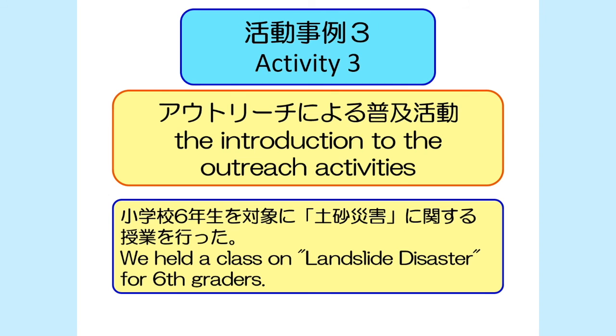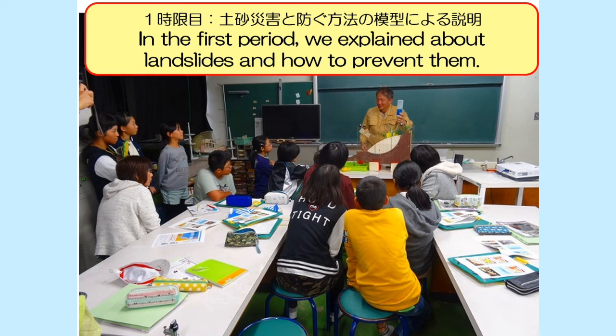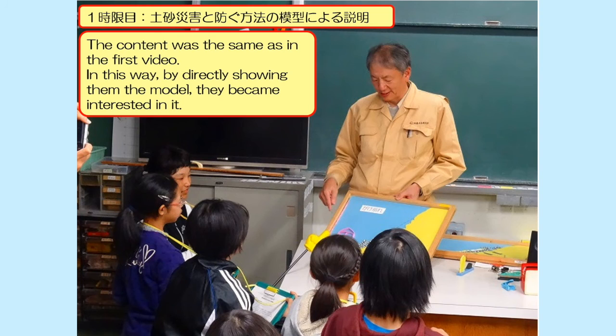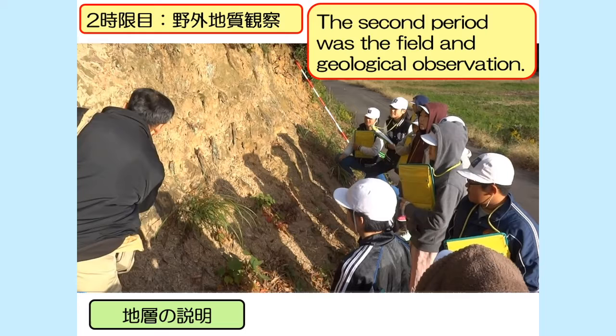The last one is the introduction to the outreach activities. We held a class on landslide disaster for 6th graders. In the first period, we explained about landslides and how to prevent them. The content was the same as in the first video, but of course in Japanese. In this way, by directly showing them the model, they became interested in it.